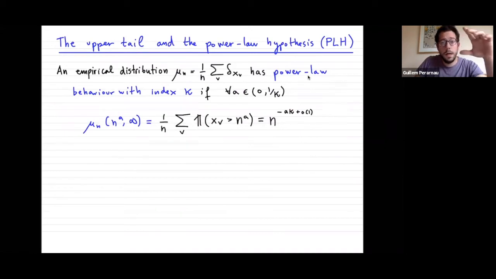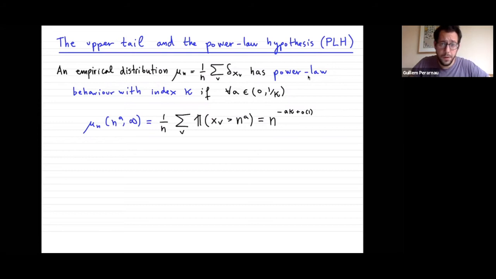So for the upper tail, we would like to study something that is called the power law hypothesis. And for this, first I need to tell you what it means for me that something is power law. There are many definitions of power law. Some are more strict and some are more relaxed, more weak. In my case, I'm going to take a pretty weak, a pretty ample definition of being power law.